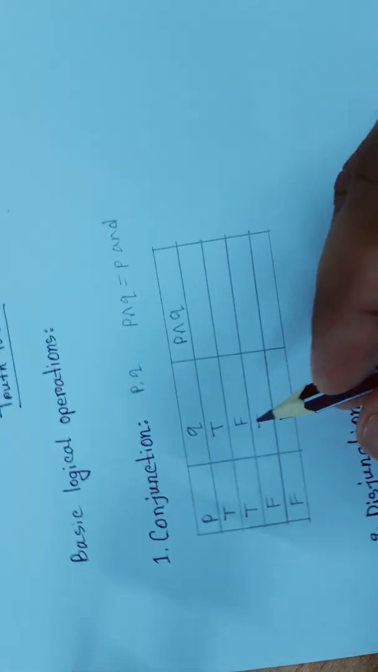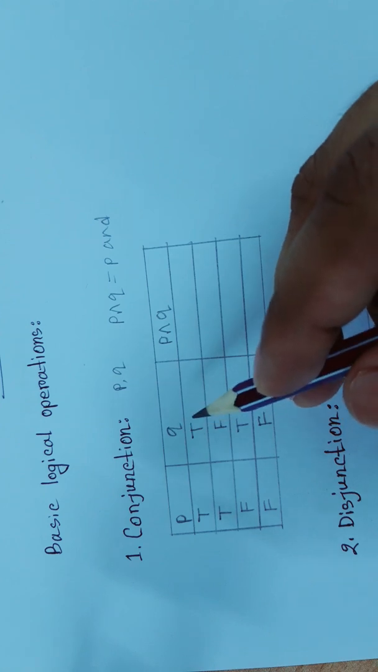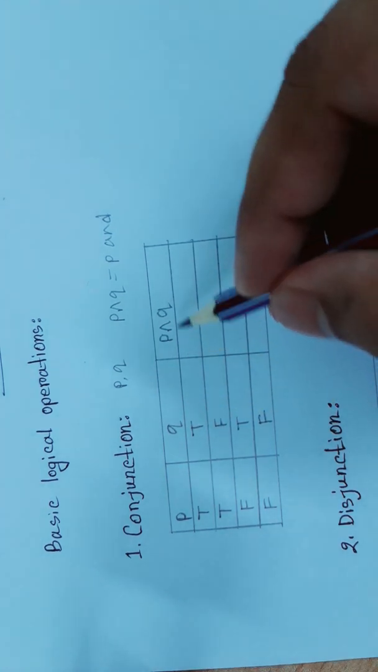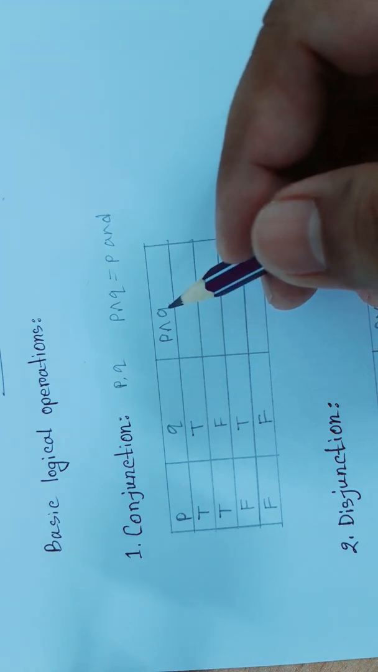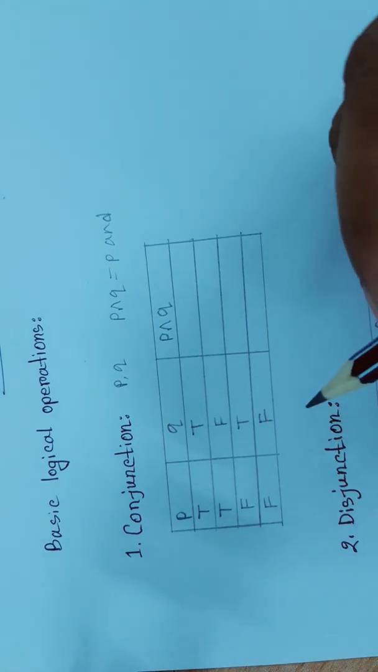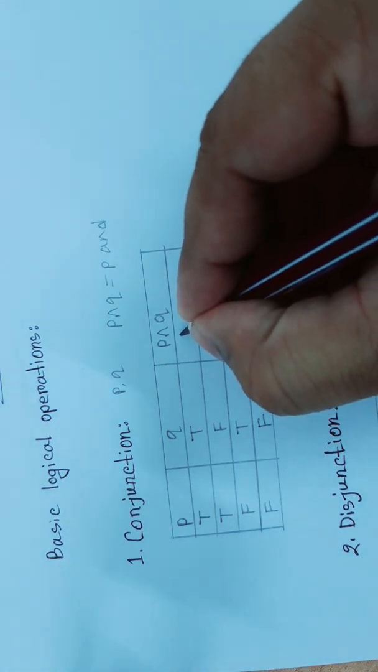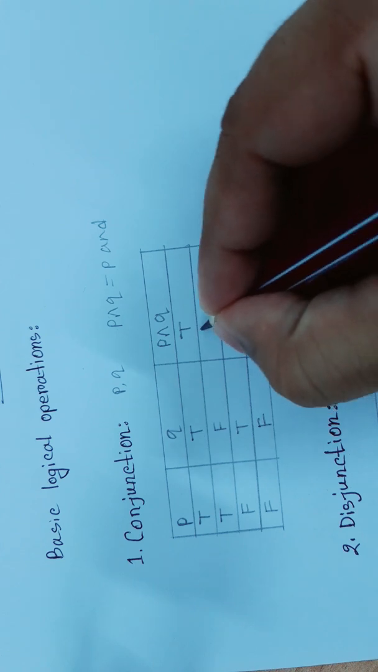Now let's do an example with P, Q. For conjunctions, P and Q is true when both P and Q are true, otherwise false. Here both are true, so it is true, otherwise all false, so all F.